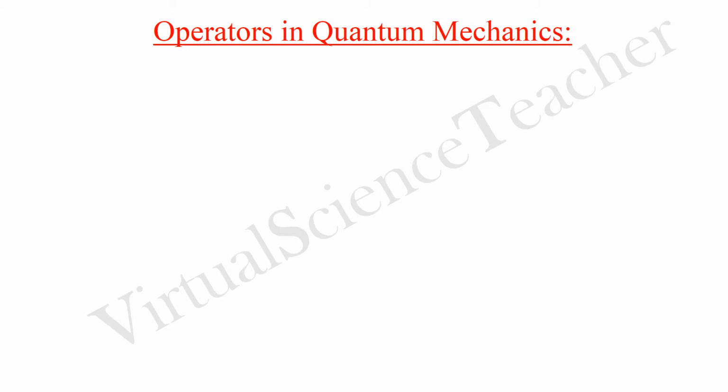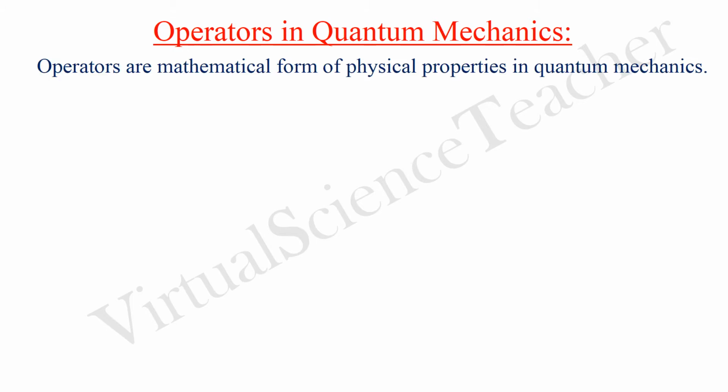So operators are the mathematical form of physical properties in quantum mechanics. So how can we deal with an operator in mathematical form?